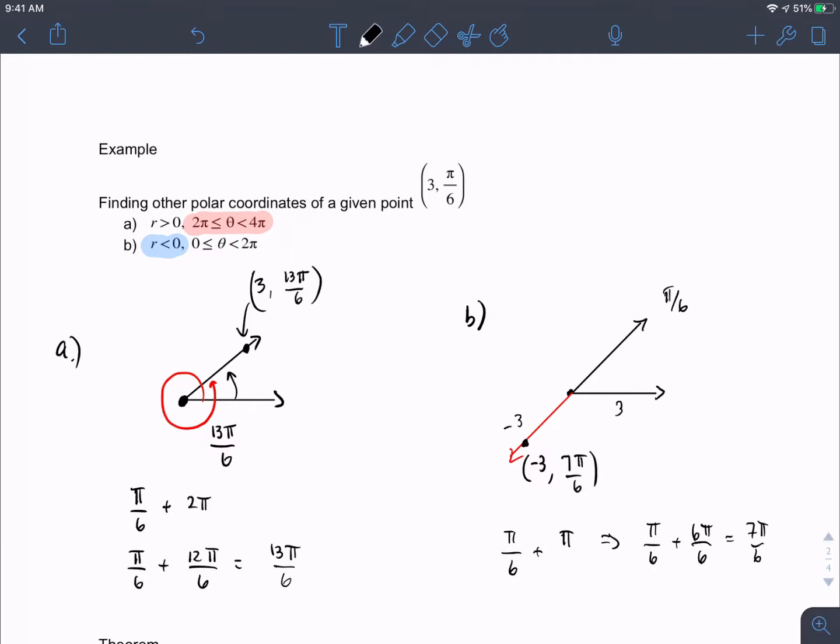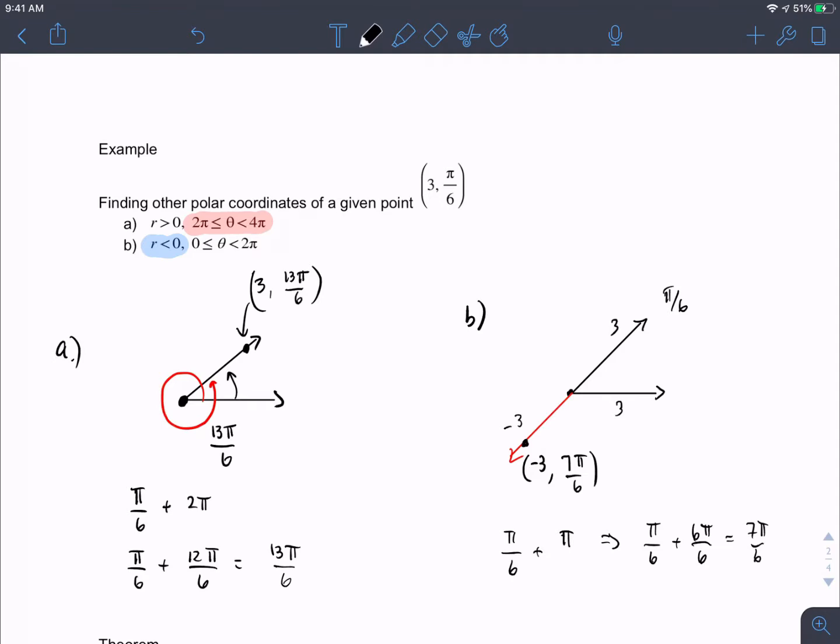That's where we're at. A little bit tricky, but the key there is this radius here was positive. When we go negative, we're just going to go the opposite direction of what positive is. And that's how we plot that point.